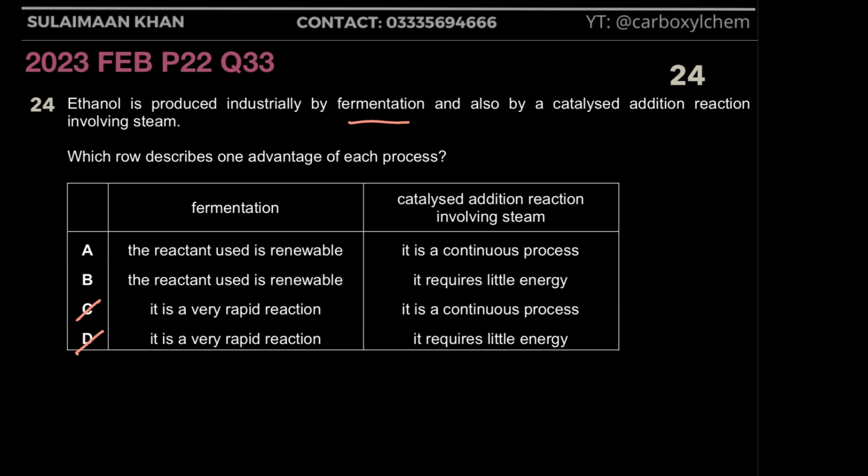So compared to obviously a catalyzed addition reaction, C and D are wrong, and the advantage of catalyzed addition reaction is that it's a continuous process. It's very quick, continuously you're going to get your alcohol being made very, very quickly, right? It requires less energy, absolutely wrong. It requires an energy of 300 degrees Celsius, right?